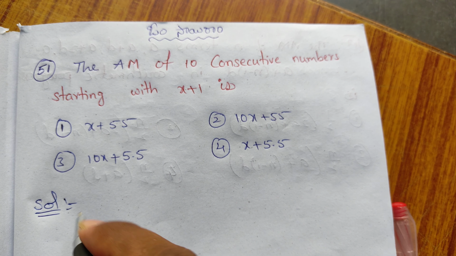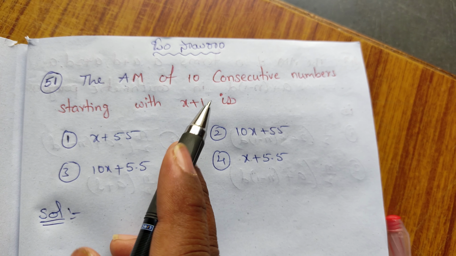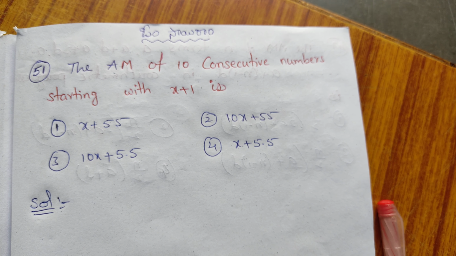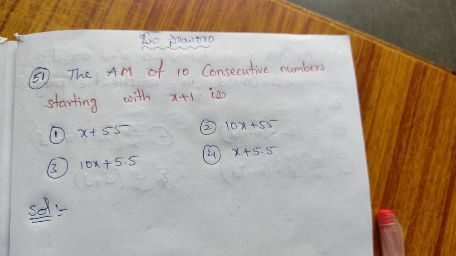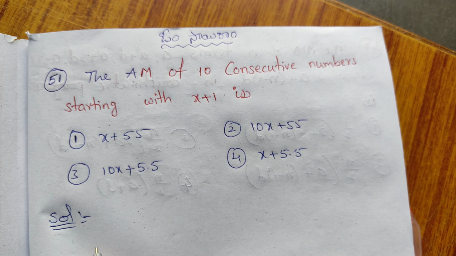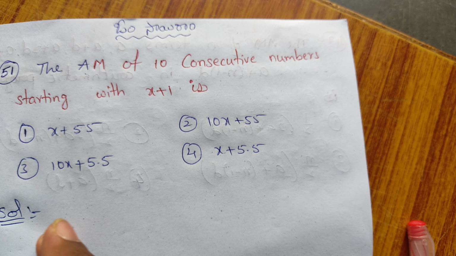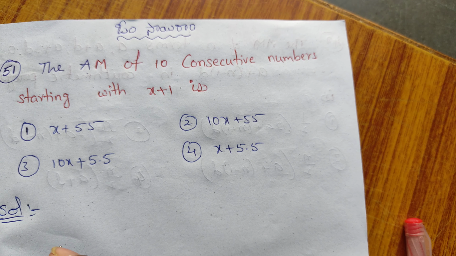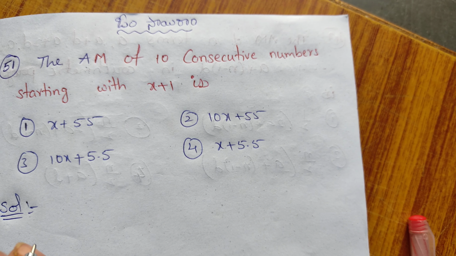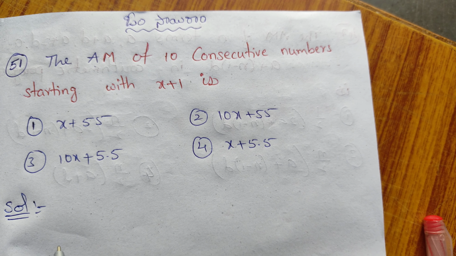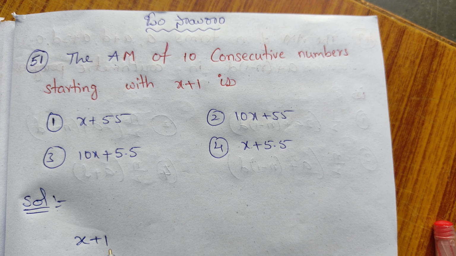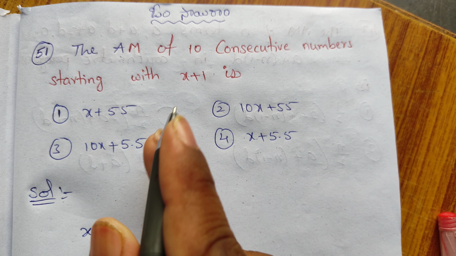Solution. They said AM means arithmetic mean of 10 consecutive numbers starting with x+1. Consecutive means number by number. Example, 1, 2, 3, 4 are consecutive numbers. 10, 11, 12, 13, 14, like that. Now they said x+1 is the first number, yes, starting with x+1.